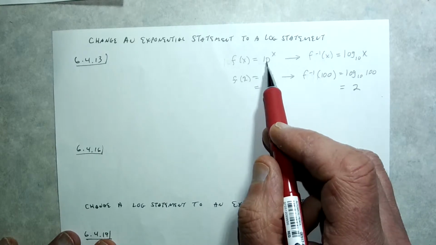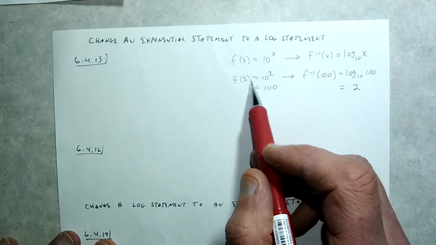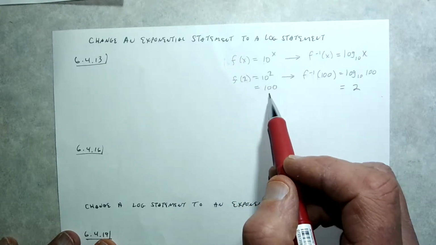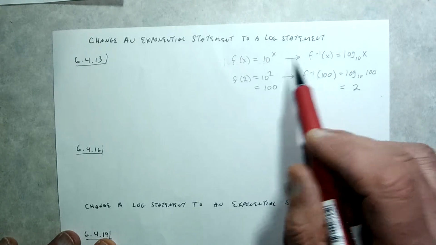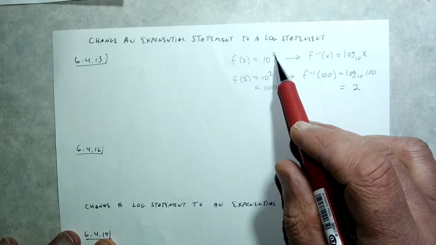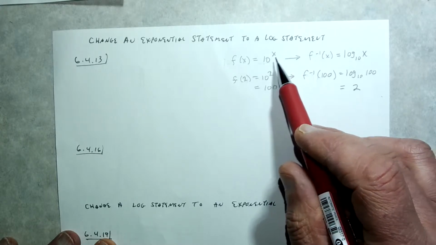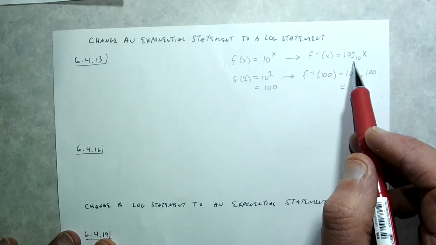So if this was 10 to a power, and the input is a power, an example would be finding f of 2: 10 to the second power is 100. But over here, if I found its inverse, if the input here is an exponent, then in the case of the inverse of this exponential, a log function, the output must be an exponent.